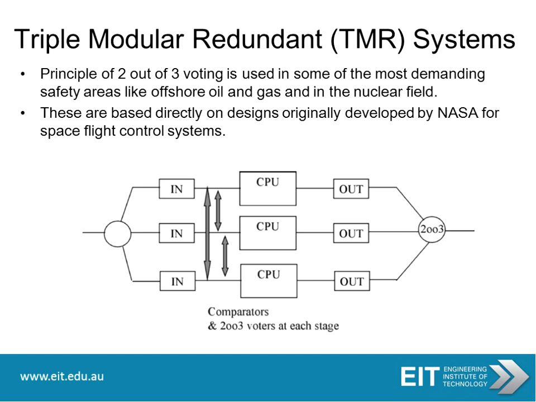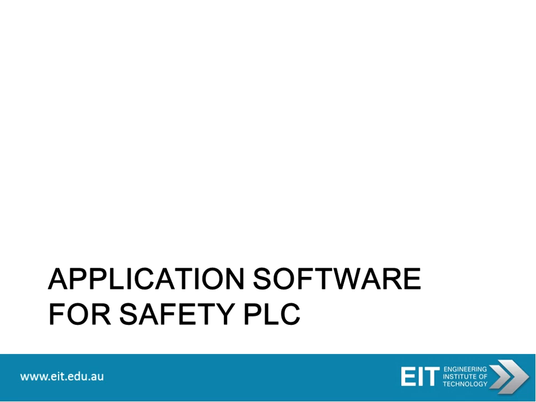Here's triple monitor systems. The principle of 2 out of 3 is used in some of the most demanding safety areas, like offshore oil and gas and the nuclear field. These are based directly on a design originally developed by NASA for space flight control systems. So that's 2003 voters at each state, to make sure that you have 2 out of the 3 still operational.